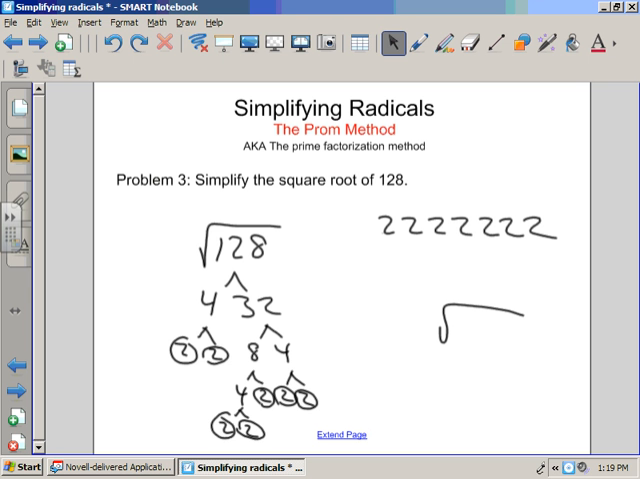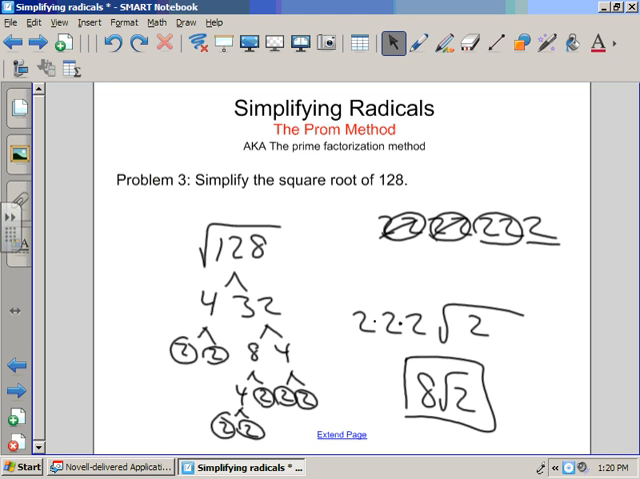Draw the house. The first set of 2's become 1 and go to the prom. The second set of 2's become 1, go to the prom. The third set of 2's become 1 and go to the prom. This 2 stays by itself and stays home. Whether you go to the prom or whether you stay home, you always have a good time. 2 times 2 times 2 is 8. The simplest radical form of the square root of 128 is 8 times the square root of 2.